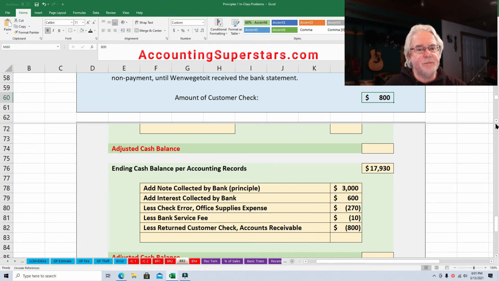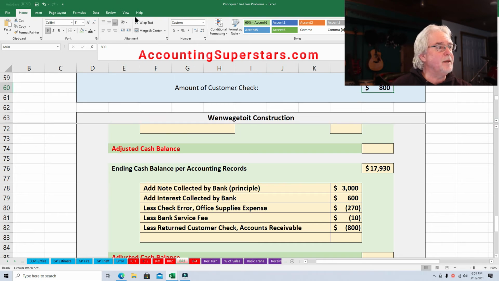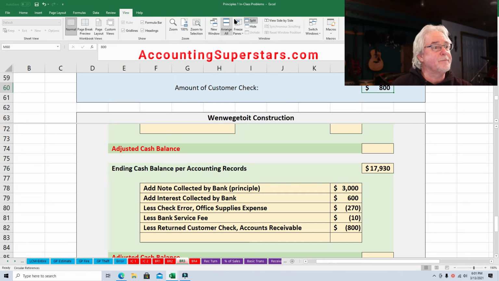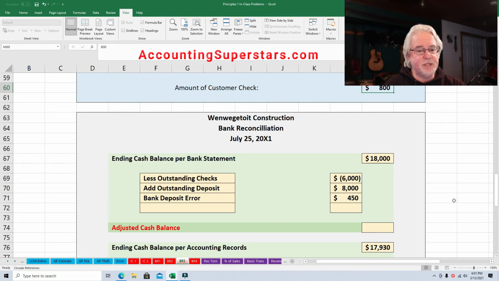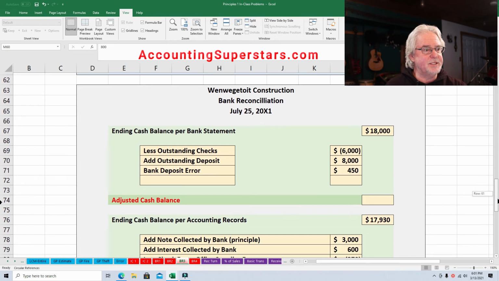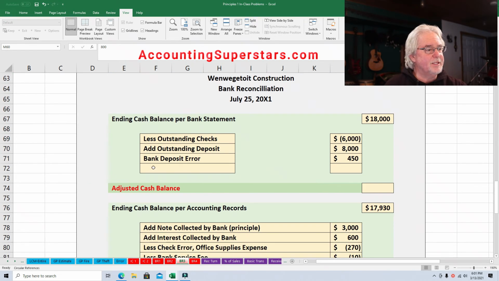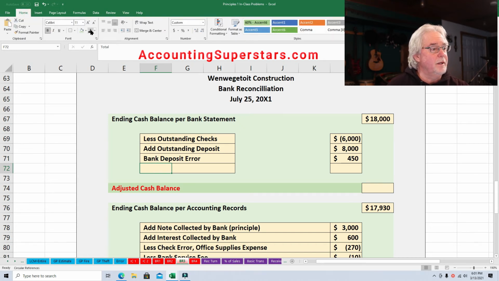So ladies and gentlemen, that's the end of the transaction. So let me get rid of the split. Here we go. So let's finish out this bank reconciliation. Let's see if we did it right. So let's get a grand total down here, folks. So here we go, total. So all we would do is we would add up the negative 6,000, the positive 8,000, and the positive 450. And let's get a grand total here of these adjustments.